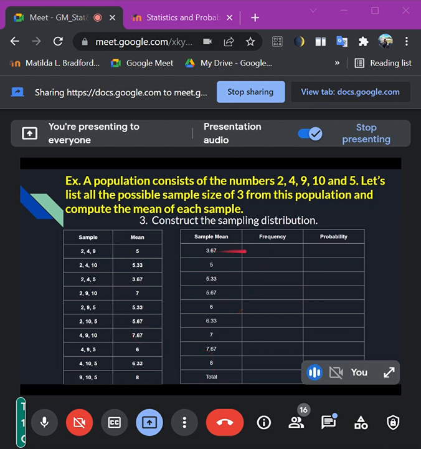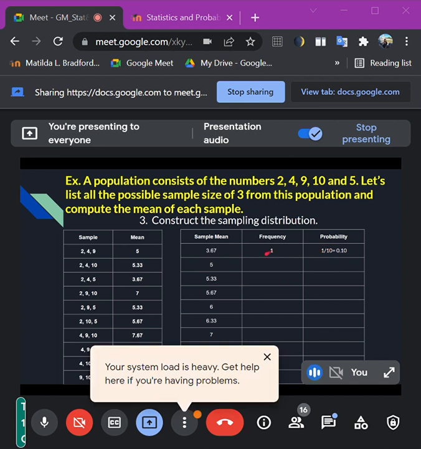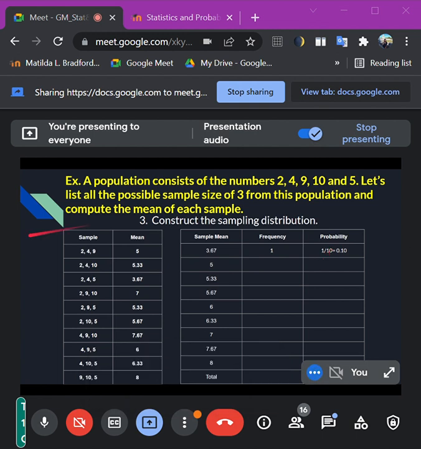Then, kuhaon na din nimo yung frequency. Ang sample mean, kapila man igawas ang 3.67, we have only 1. So, 1. We have 5, 1. Ang probability day class is the number of frequency over the number of samples. So, ang sample nato is 10 man. So, that is 1 over 10 or 0.10. For 5, 1 gihapon, so 1 over 10. 5.33, we have 1, 2. So, that is 2 over 10.